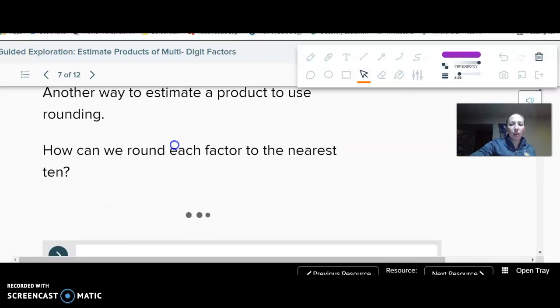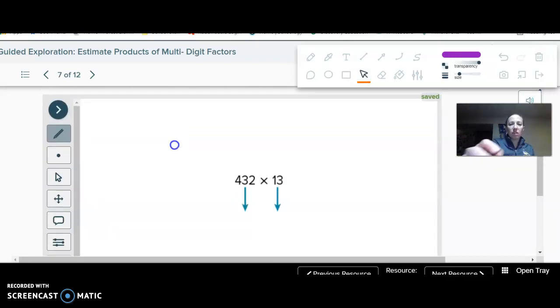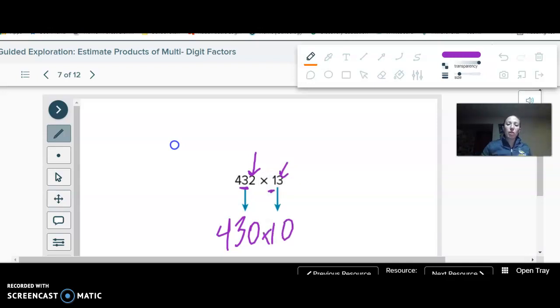So in this case, if I round them each to the nearest 10, it's good practice in our rounding. Well, 3 is in the tens place, 2 tells me to stay the same, so I get 430. 13, 1 is in the tens place, 3 tells me to stay the same, so it's 10. So I'm doing 430 times 10. So I can do 43 times 1 is 43, 2 zeros, so 4,300.